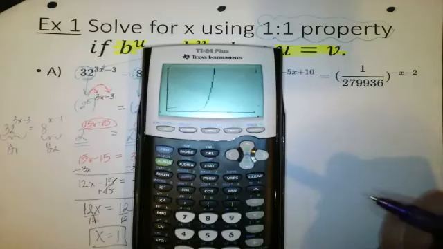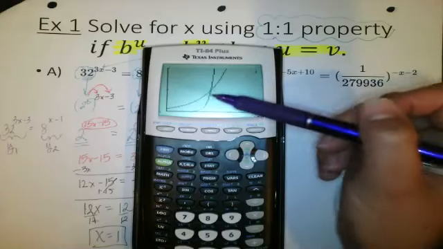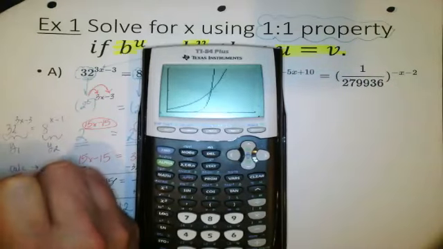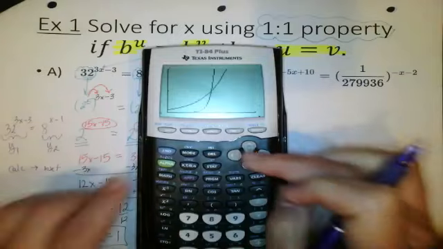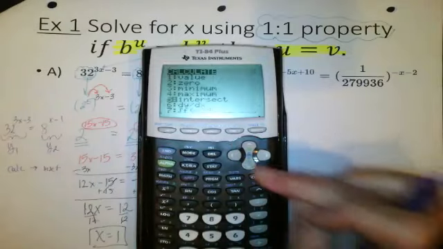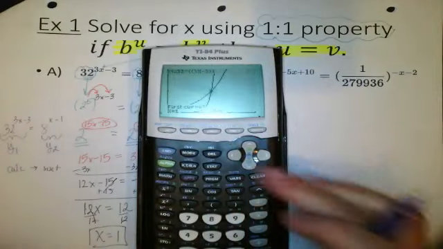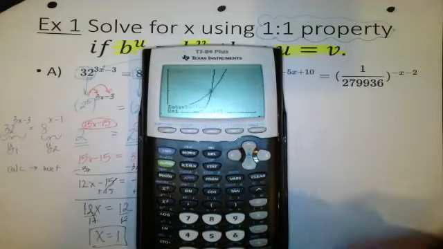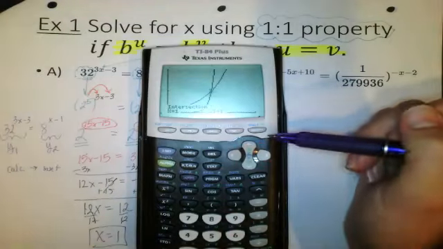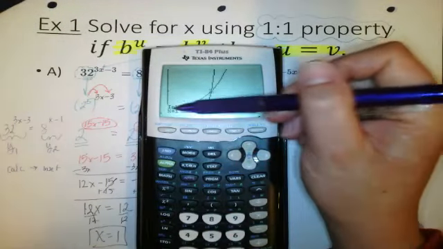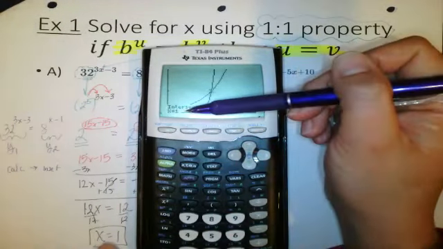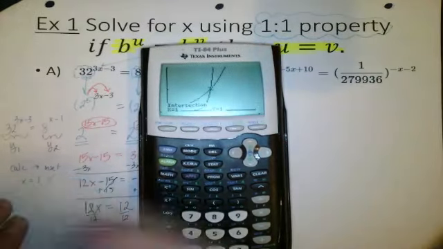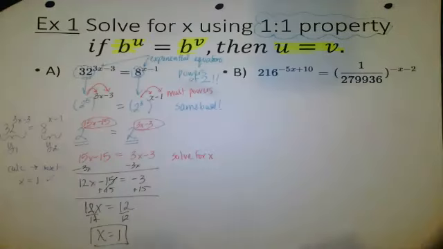So there's 32 to the 3x minus 3, and here's our 8. There we go. Look at that. There's our point of intersection. And we can then calculate the intersection. Calculate, intersection, number 5. On the first curve, you're just going to move Tinkerbell right to that intersection point and go enter, enter, enter. And on the Casio, you do G-Solve and then intersect, and it's super easy. And so you can see there's our solution for x. Okay, so we can check and see that x equals 1, and that matches our solution. So that's one way to do it.